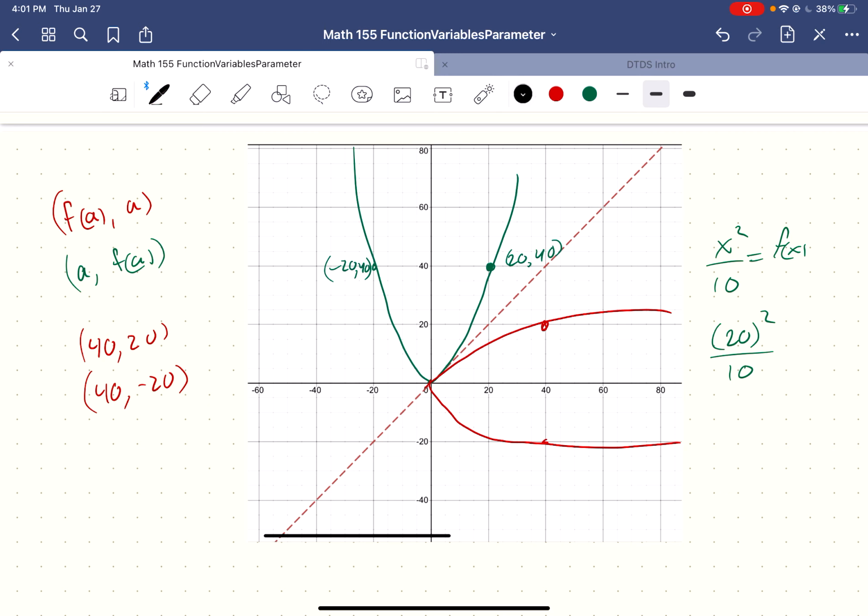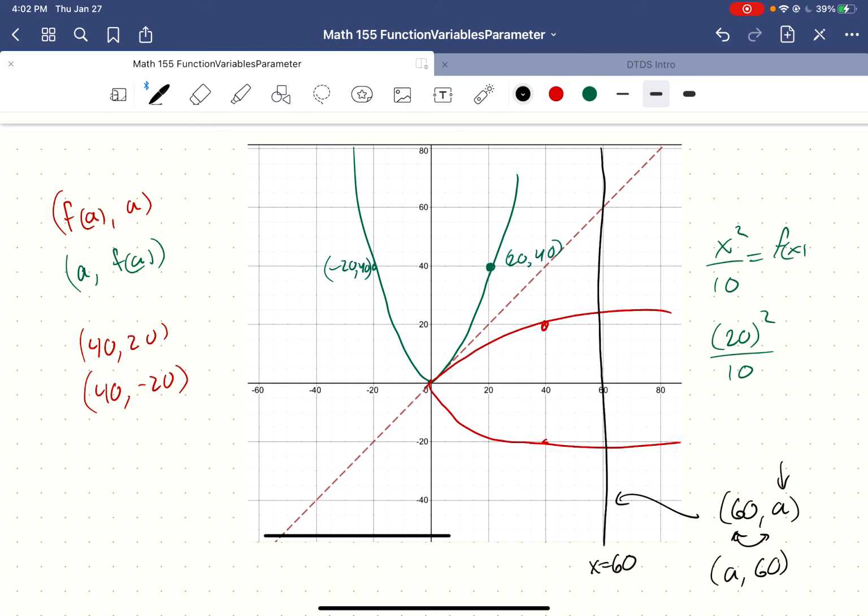So let's look at that for a moment. So for example, the line x equals 60, here it is, x equals 60. It's all the points that look like 60 comma a. So y can be whatever it wants, but x is 60. And if I switch who's who, then this becomes a comma 60. So now x can be whatever it wants, but y is 60. And that's this line right here. So a vertical became a horizontal, and a horizontal became a vertical. And this is why, if a horizontal line passes through your graph more than once, then the inverse graph is not going to be a function.